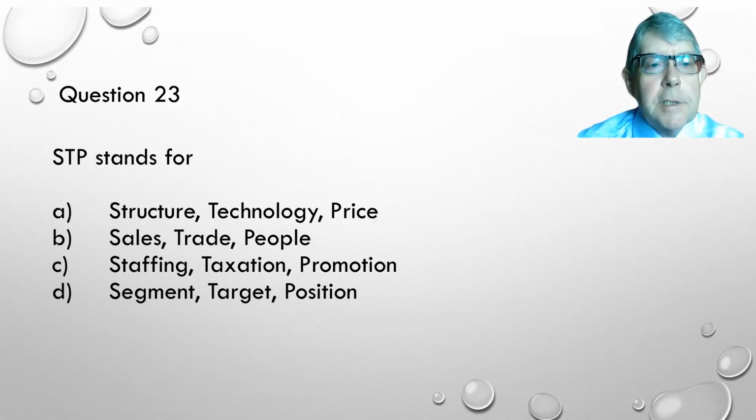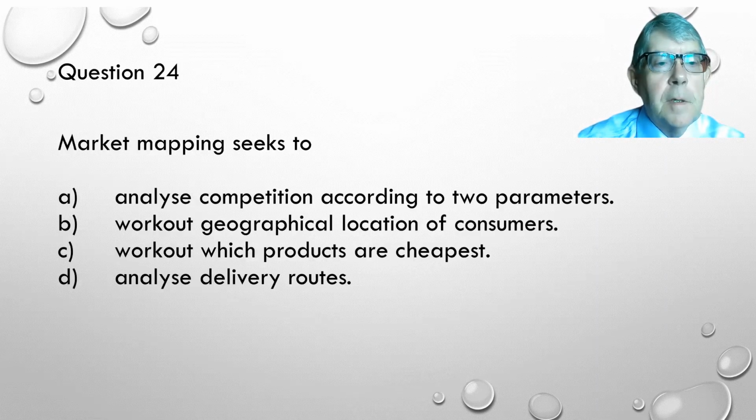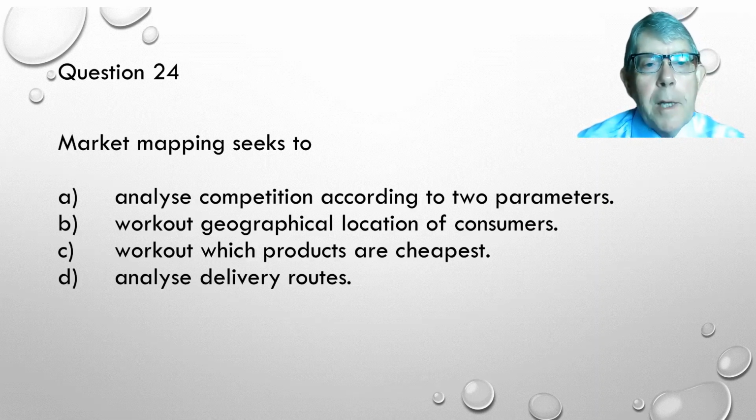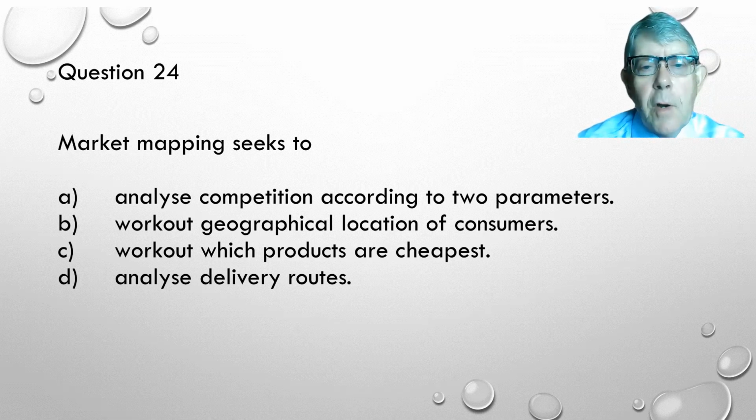Question 23. STP stands for A, structure, technology, price. B, sales, trade, people. C, staffing, taxation, promotion. Or D, segment, target, position. Question 24. Market mapping seeks to A, analyse competition according to two parameters. B, work out geographical location of consumers. C, work out which products are cheapest. Or D, analyse delivery routes.